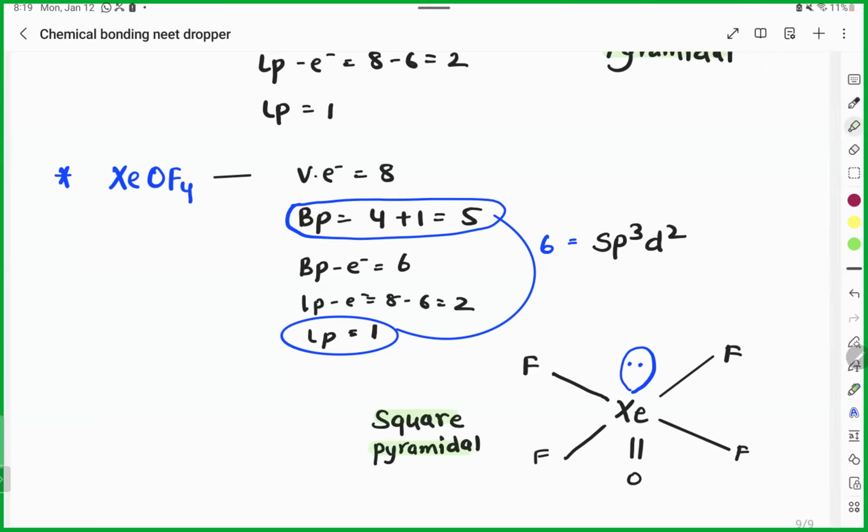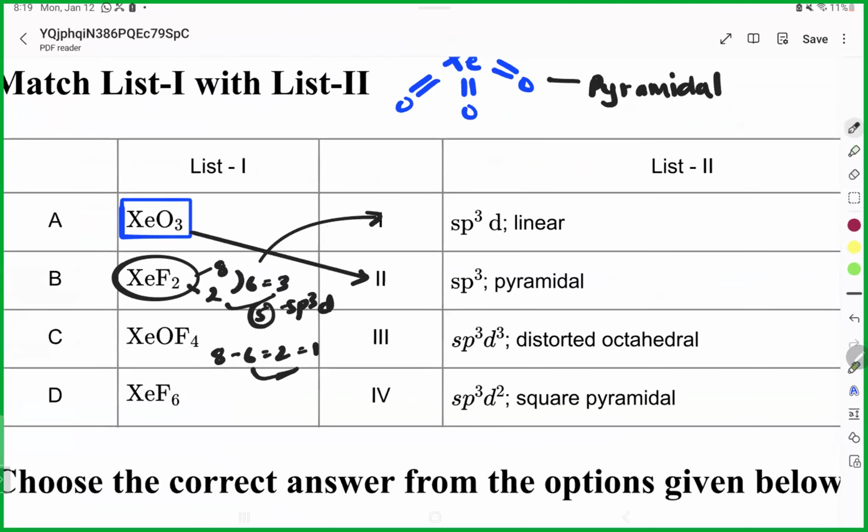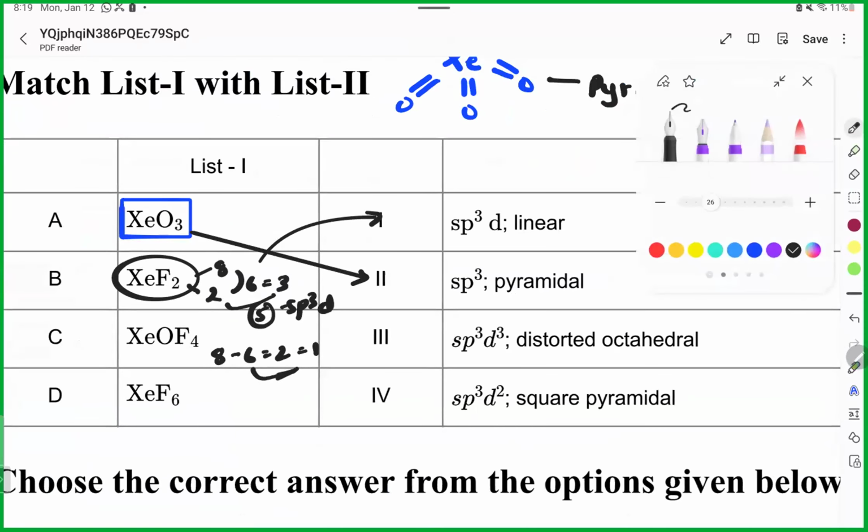Any doubt, guys? No, sir. Sara? No, sir. So it is square pyramidal.